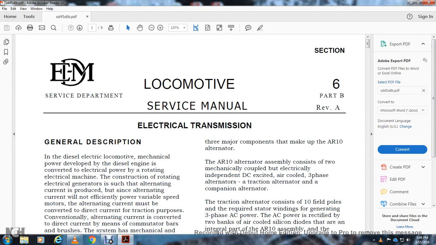Locomotive Division, Locomotive Service Manual, Part 6B, Revision A, Section 6B, Part B, Electrical Transmission.